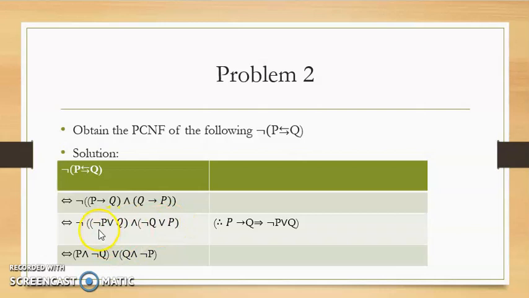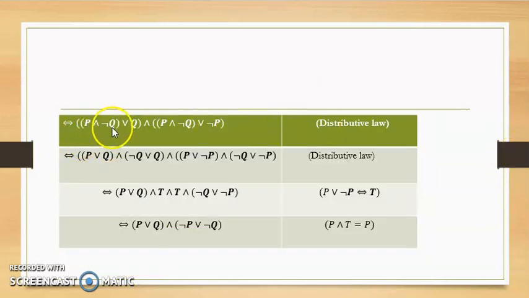Now I can bring this not inside. If I bring not inside, I will get P and not Q, and here the and will change to OR. Then again if I bring not here, Q and not P. In the next step, we can write P and not Q or Q and not P, and by using the distributive law we can split this equation. Here we have and, or. So when we split this, P or Q and not Q or Q.